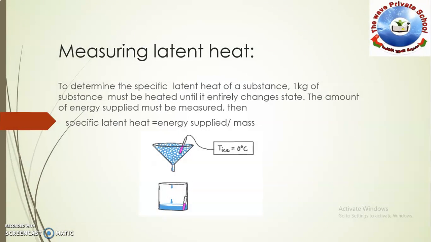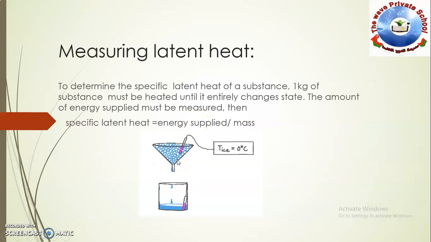Now let's move on and see how to measure the latent heat. To determine the specific latent heat of a substance, 1 kg of substance must be heated until it entirely changes its state. The amount of energy supplied must be measured. Then specific latent heat is equal to energy supplied per mass. This is the formula for specific latent heat measurement.